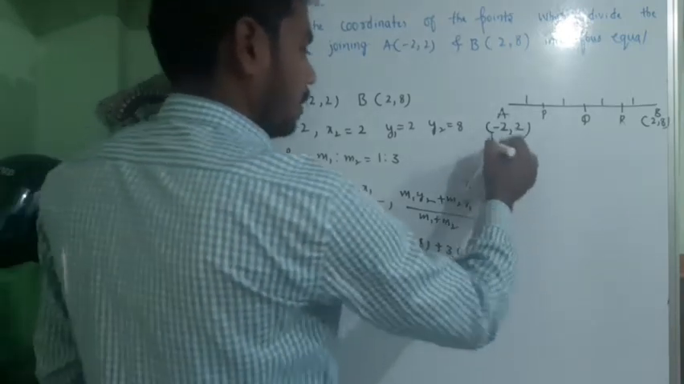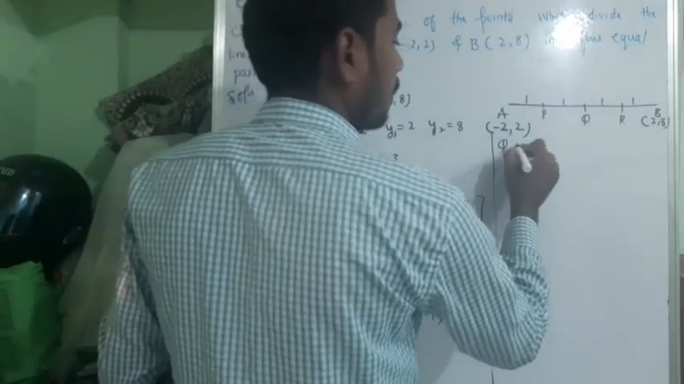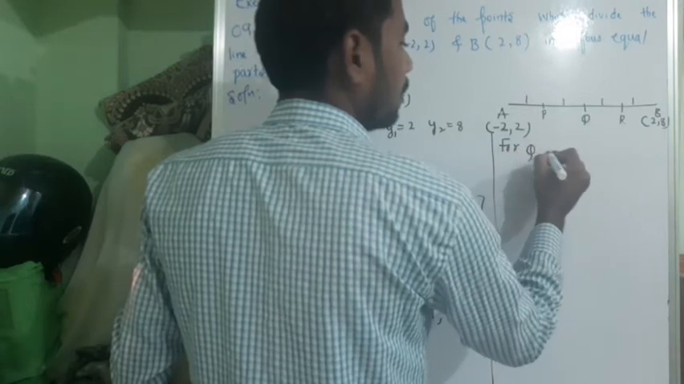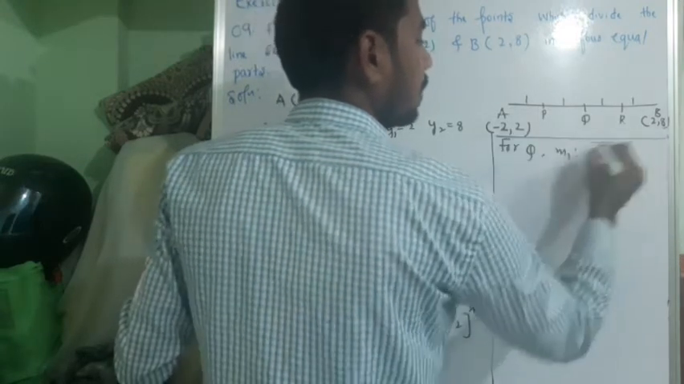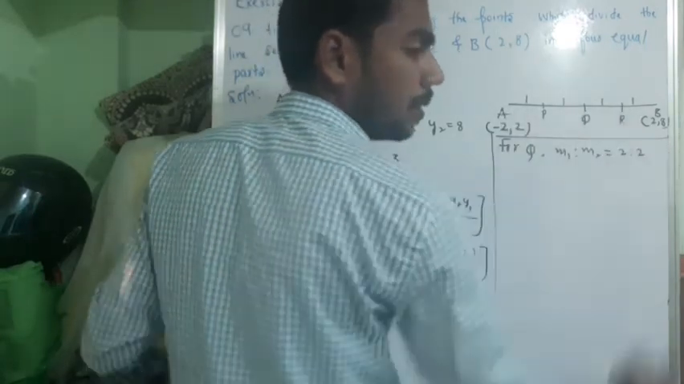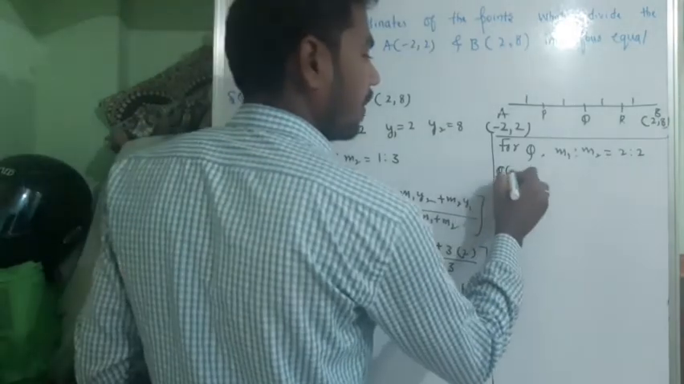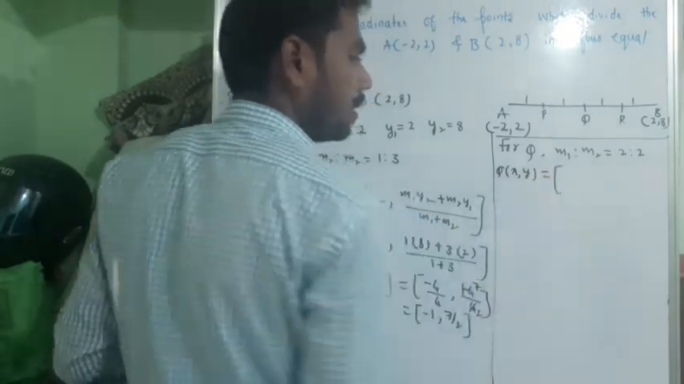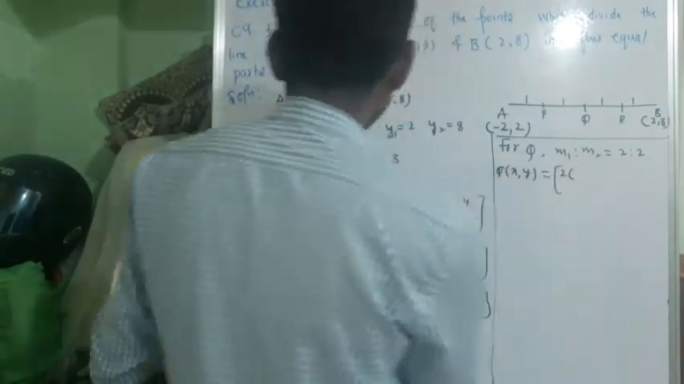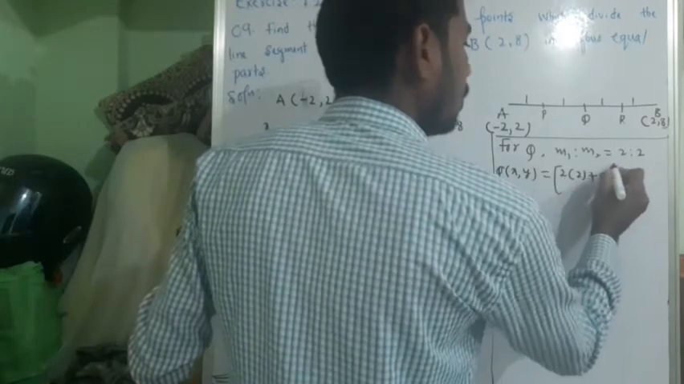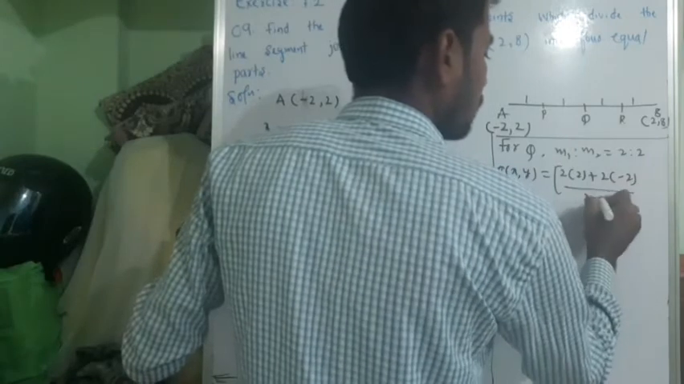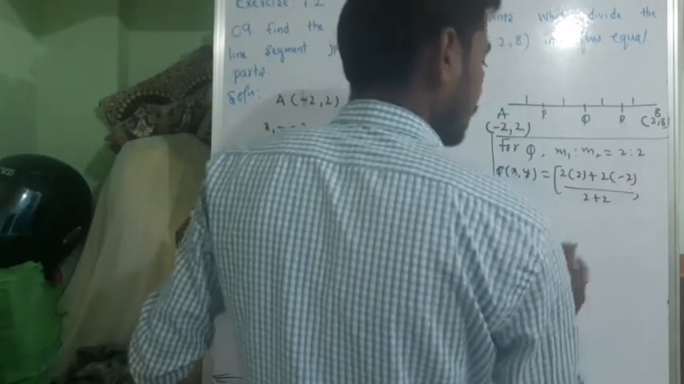Next, for Q, M1 is to M2 is equal to 2 is to 2. Again, Q of xy is equal to, directly I am going to write, M1 x2. What is M1? 2. What is x2? 2, plus M2 is 2. What is x1? Minus 2, divided by 2 plus 2, comma, I am going to continue here.